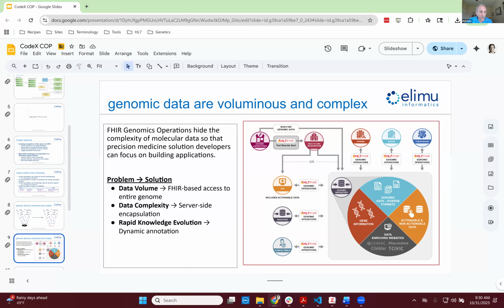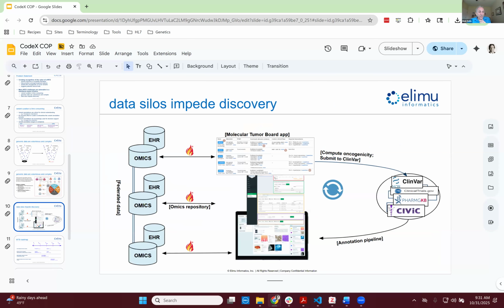These are humongous files. And then rapid knowledge evolution, which is important not only for molecular tumor boards, but also comes into play for other types of genomic use cases. In particular, what comes to mind is rare disease discovery, where we know from the literature that patients with rare diseases, when they're reanalyzed every 6 months or every year, a high proportion of cases are, if you will, diagnosed or solved that couldn't previously be solved. So that's what these APIs are attempting to do. And then to Yuri's point, data silos impede discovery.